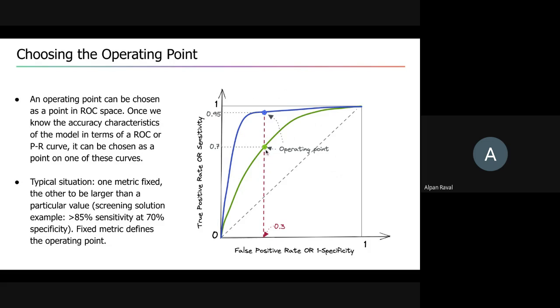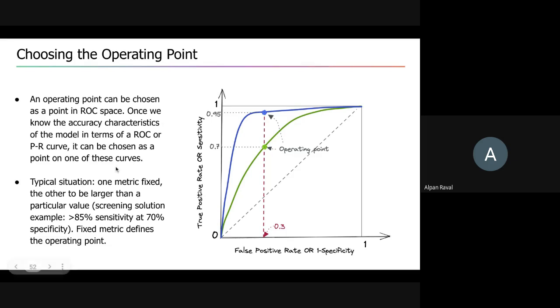Now, you can choose an operating point on either one of these curves depending on which model you're deploying. Let's say this green operating point corresponds to a specificity of 0.7, meaning 1 minus specificity of 0.3, and a sensitivity of 0.7. Whereas the blue operating point corresponds to a specificity of 0.7 and a sensitivity of 0.95.